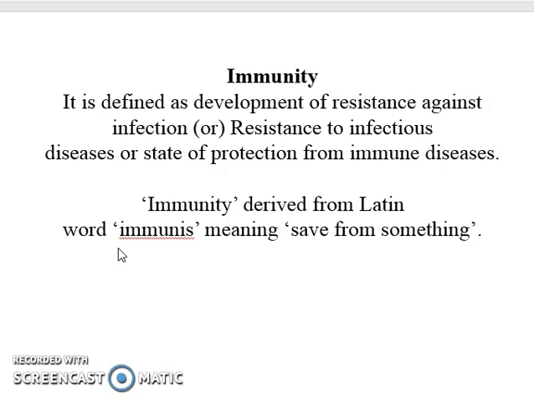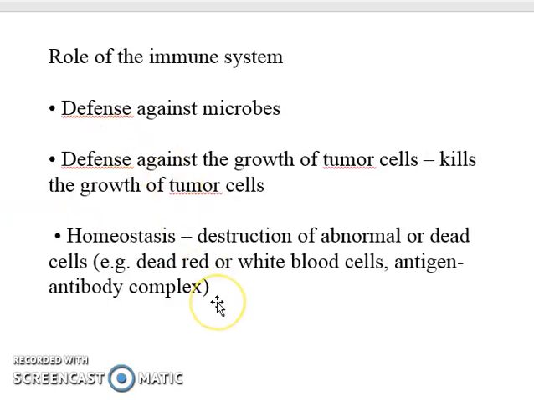from something. So, immunity is defined as development of resistance against infection, or resistance to infectious disease, or a state of protection from disease. That is called immunity. So, what is the exact role of this immune system? First one is defense against microbes. Then, defense against the growth of tumor cells.